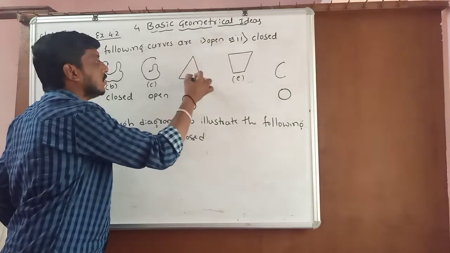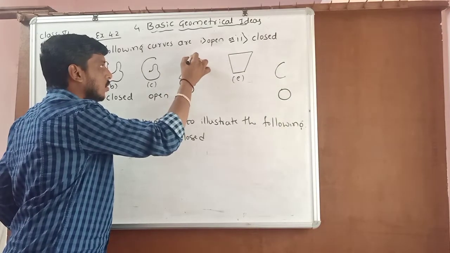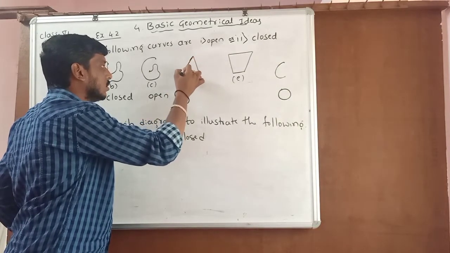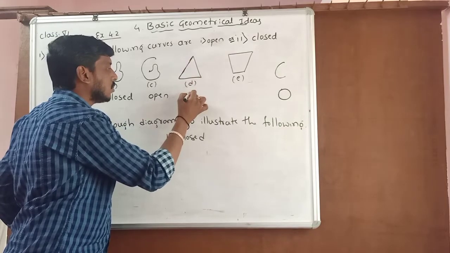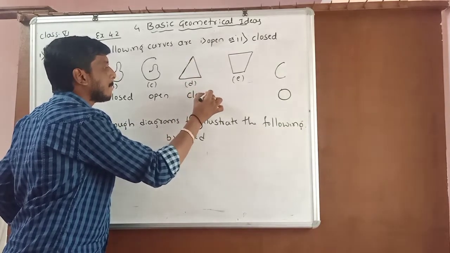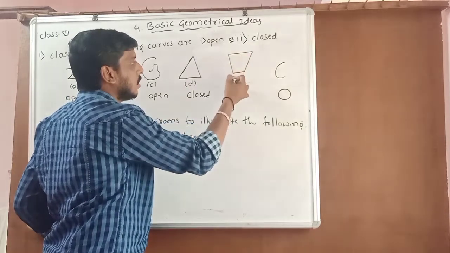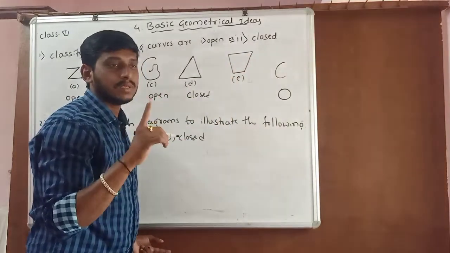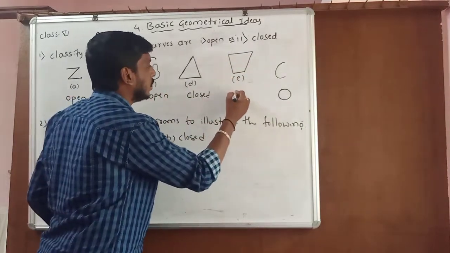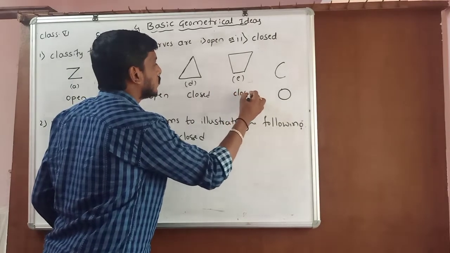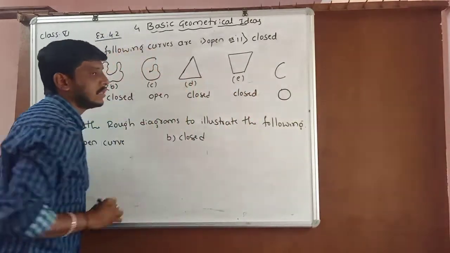This has three line segments. It is called a triangle. Here polygons are nothing but closed curves, so it is closed. And this is also a quadrilateral because it has four line segments. All polygons belong to which one? Closed curves. So this is the first question.